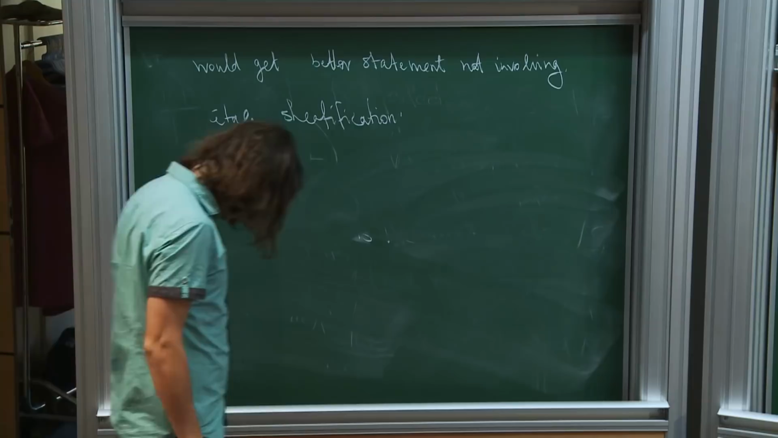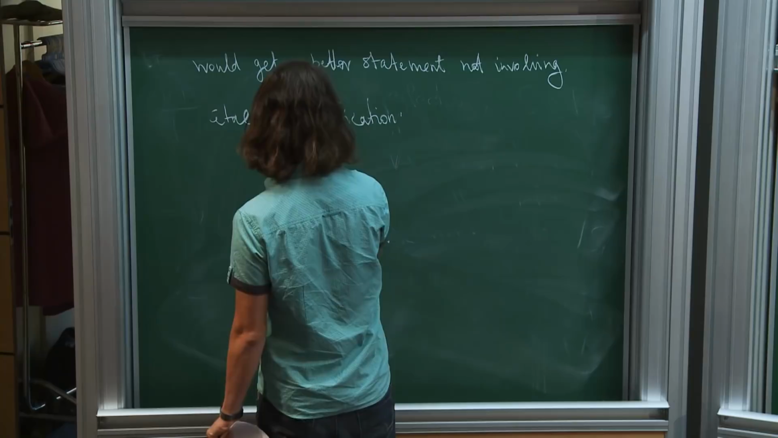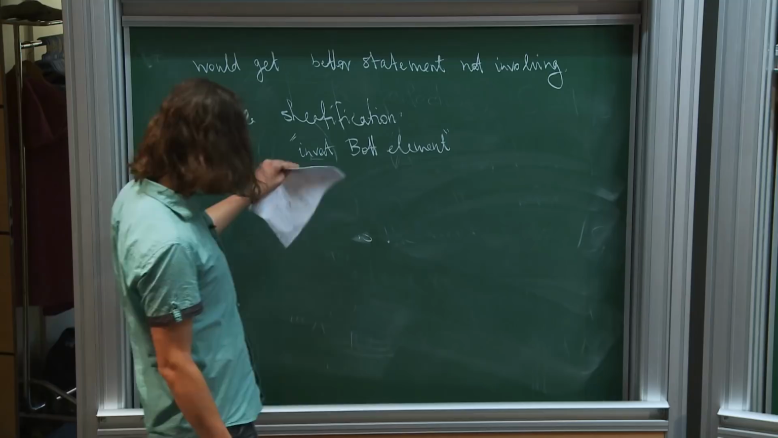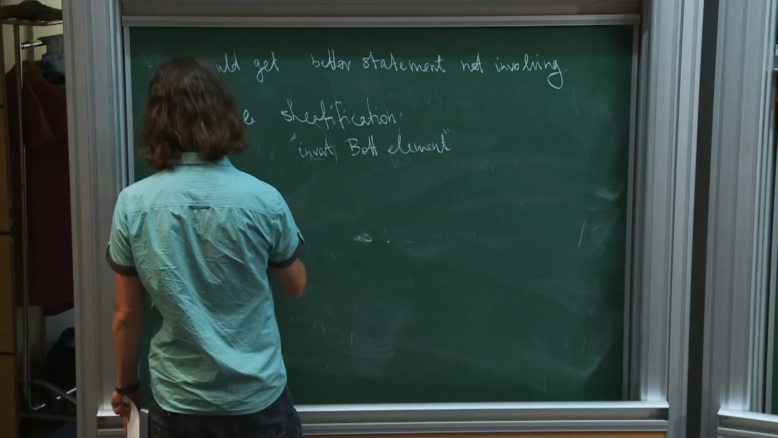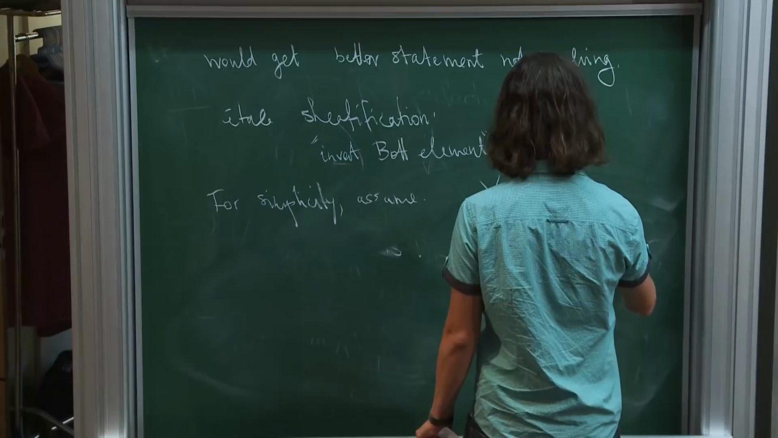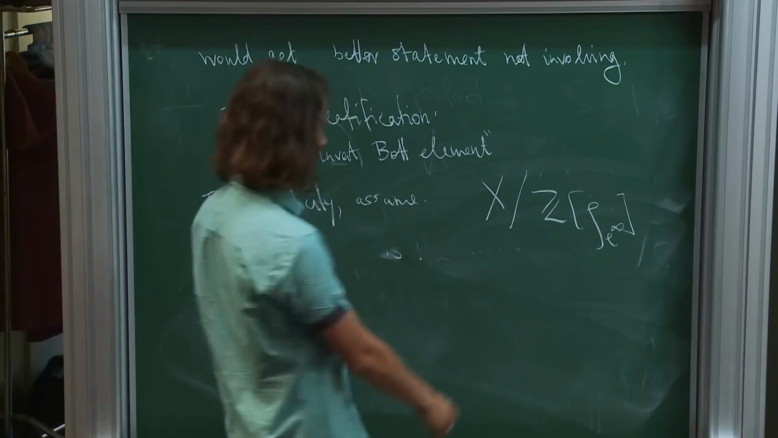And so for this, you want to invert the Bhatt element. And there is a way even to say this without having a Bhatt element, but I want to do it in a way where I have a Bhatt element. So for simplicity, assume that X lives over the ring Z where you join all l-power roots of unity.